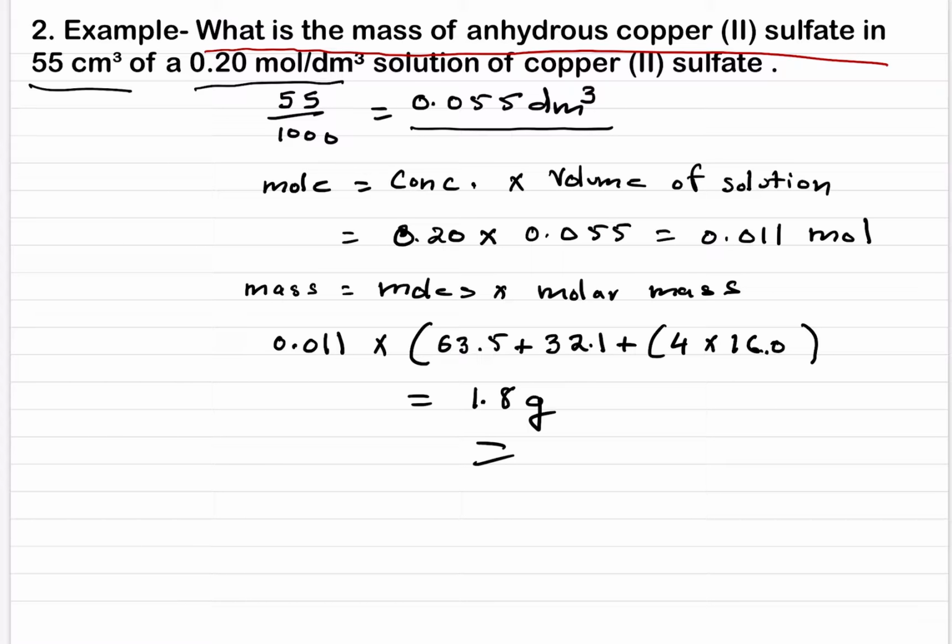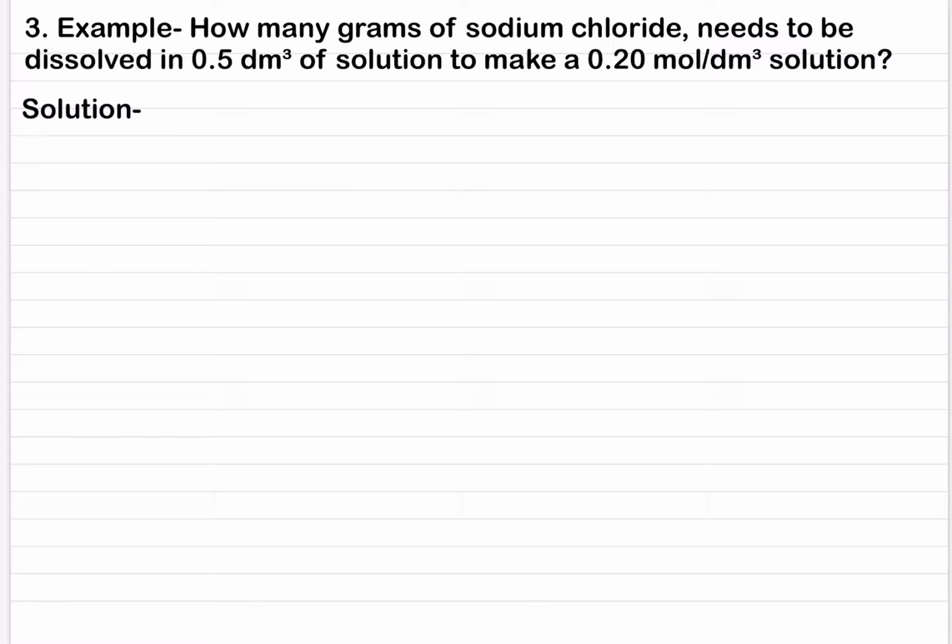Let's move down to the third question. Now in the third question: how many grams of sodium chloride need to be dissolved in 0.5 decimeter cube of solution to make a 0.20 mole per decimeter cube solution? So this is a slightly different type of numerical. Let's do it. First of all, we should find out the moles. In order to find out the moles, let's use it.